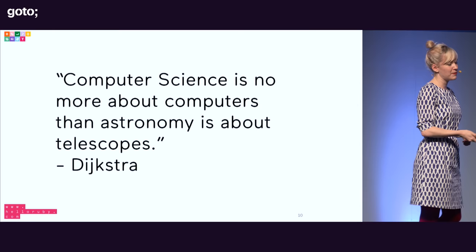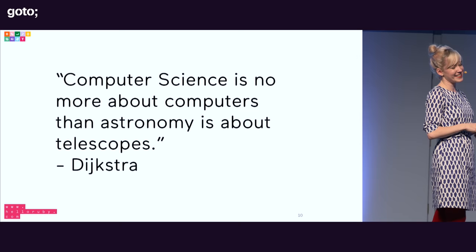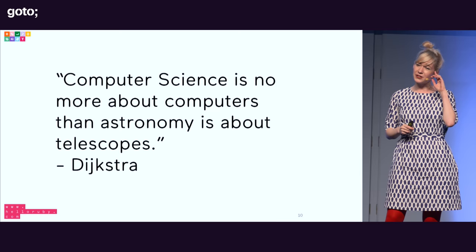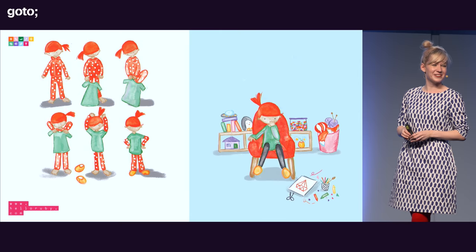So my favorite quote comes from Edsger Dijkstra, who says that computer science is no more about computers than astronomy is about telescopes. And rather than teaching mechanical coding skills or memorization for our children, maybe we ought to be teaching them thinking skills instead. And it all starts with stories, as mentioned.